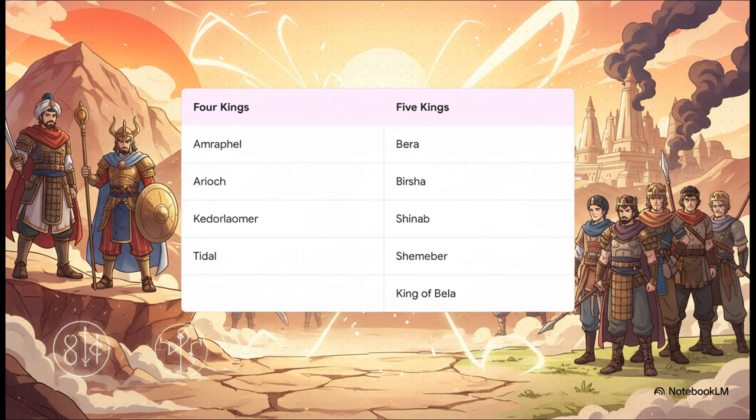We've got an alliance of 4 mighty eastern overlords, led by Chedorlaomer of Elam. Historically, Elam was a massive superpower to the east, and Shinar, ruled by Amraphel, is often identified with ancient Babylon. Standing against them are 5 local kings of the plains, including the kings of Sodom and Gomorrah. Verse 2 tells us directly that these 4 eastern kings went to war against the 5 local kings. It's a massive clash of ancient powers, and the sheer geographic scale of this eastern alliance really emphasizes the overwhelming odds stacked against the local kings.